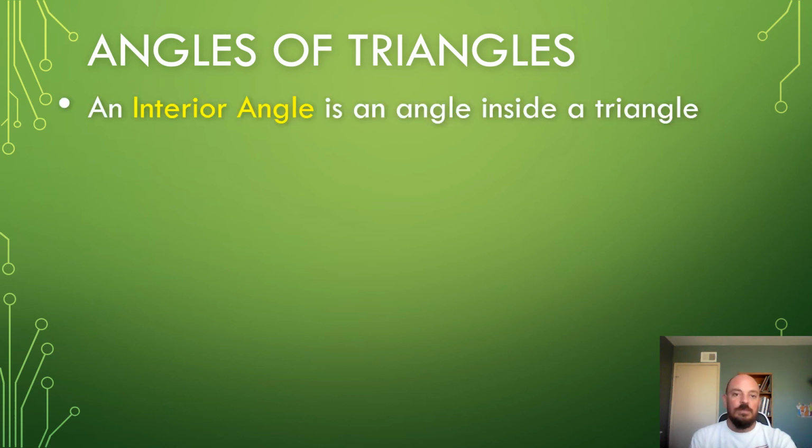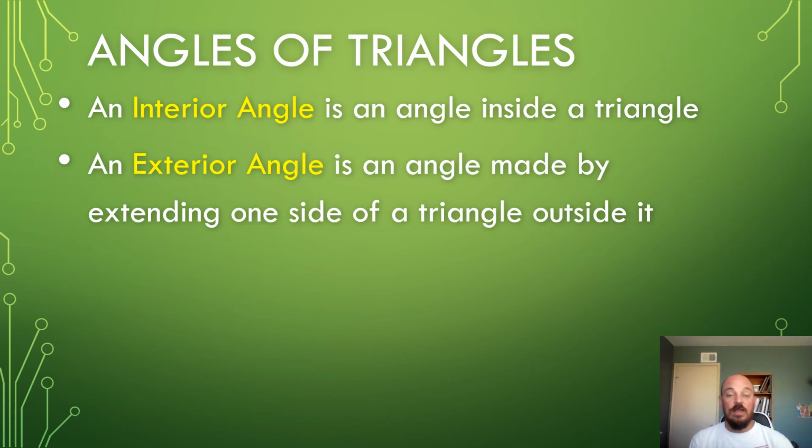First of all, an interior angle of a triangle is exactly what it sounds like. Interior means inside. So an interior angle is one of the three angles that are inside a triangle. Now exterior means outside, and an exterior angle is outside a triangle, but you have to do a little extra work to create it. An exterior angle is created by taking one of the three sides of the triangle, it doesn't matter which one, extending it, turning it into a line instead of a line segment so it keeps going, and that creates an exterior angle outside of the triangle.